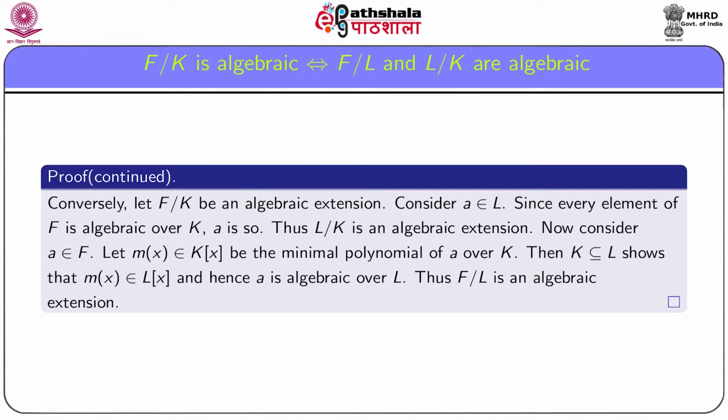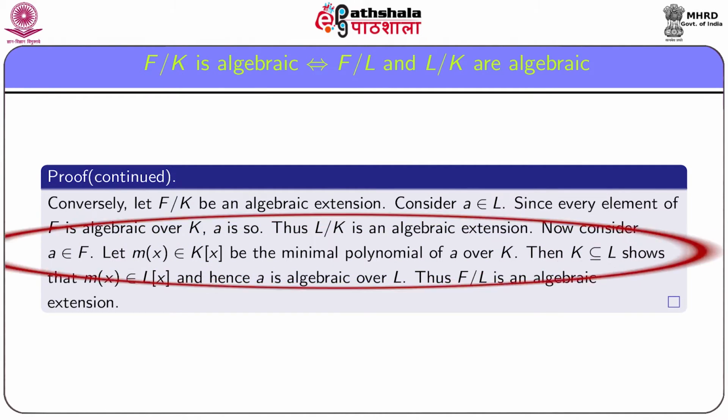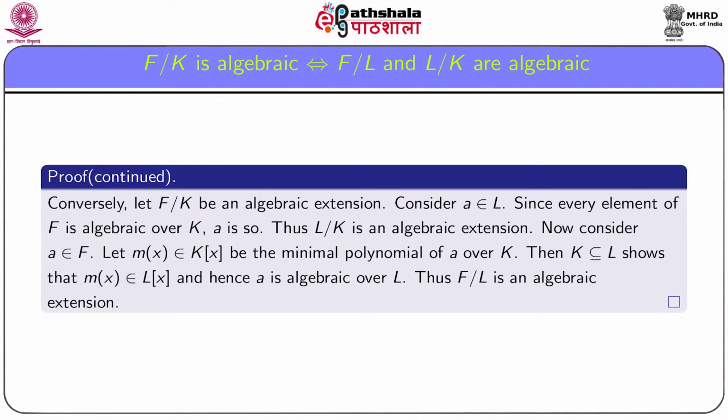Now, to show that F is also an algebraic extension of L, consider an arbitrary element a of F. Let m(x) belonging to K[x] be the minimal polynomial of a over K. Since K is a subset of L, we can consider m(x) as a polynomial over L, and thus we get a polynomial m(x) over L, of which a is a root, and hence a becomes algebraic over L. Thus, F becomes an algebraic extension of L.